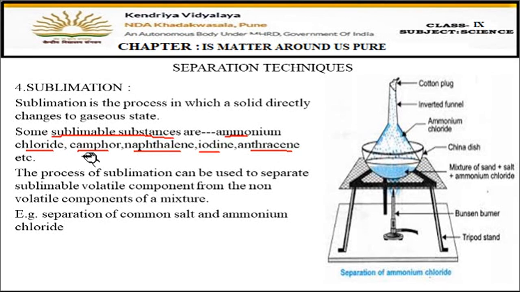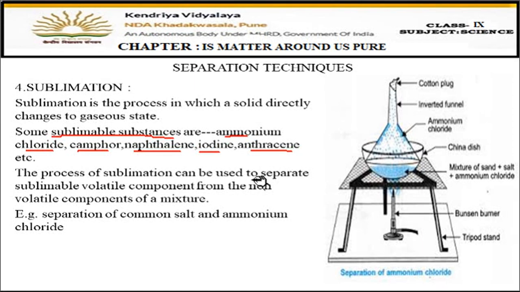That means when they are heated or when they are kept open in the space, they directly change into gaseous form. Like naphthalene balls you might have seen in your homes. These naphthalene balls are kept in the clothes also for fragrance. After some time you will see that those solid balls decrease in size. Why are they decreasing in size? Because they directly change to gaseous form and so the size of the ball decreases.